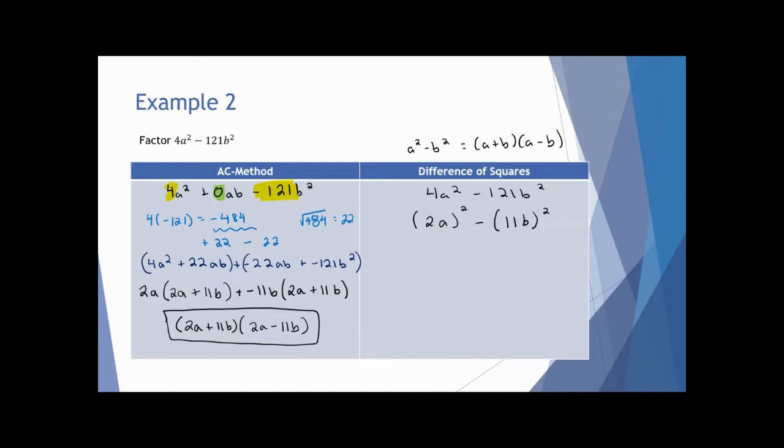So now that I have identified my A's and B's, I'm going to color code here. The 2A is going to be in the front, and then 11B is going to be in the back if you're following the color coding. So this gives me 2A plus 11B times 2A minus 11B. And I will highlight that so you can see that pattern.